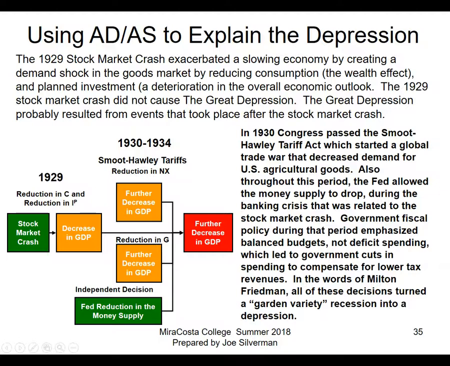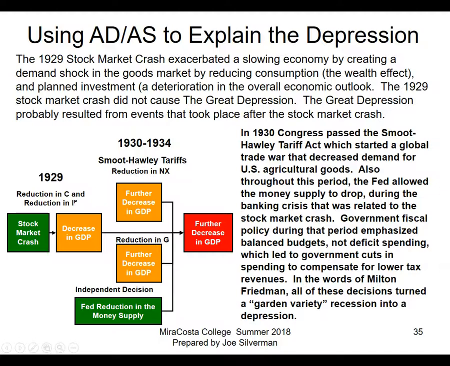So one thing was that the government believed in a balanced budget. So what do we mean by balanced budget? A balanced budget is when the total amount of money that the government takes in taxes equals the amount that they're spending, or G in this particular instance. Well, if the government is taking less in tax revenues because there's less economic activity and they want to balance the budget, then they have to cut G, which is what they did.